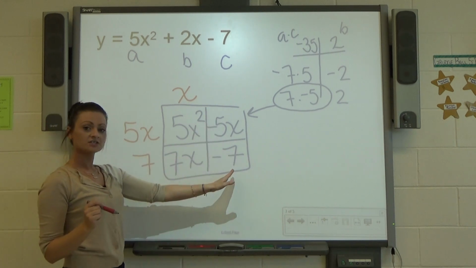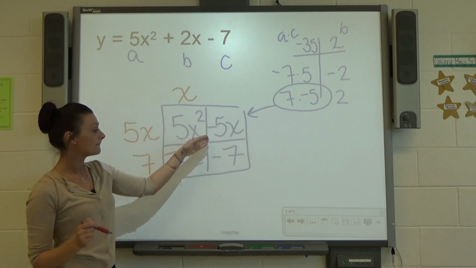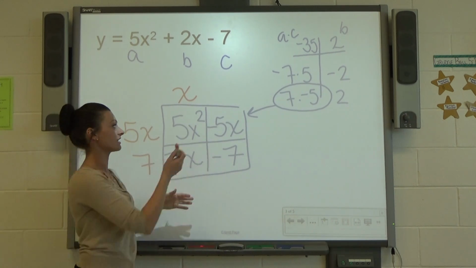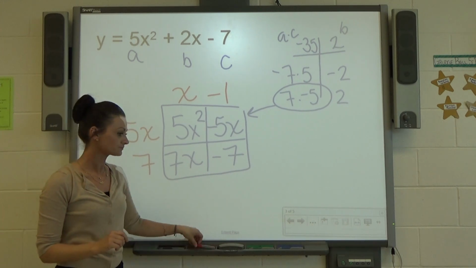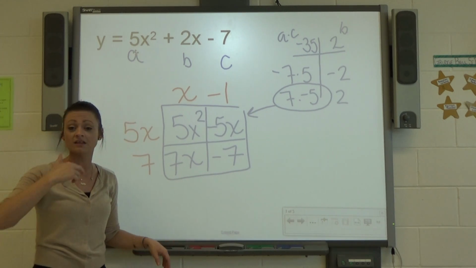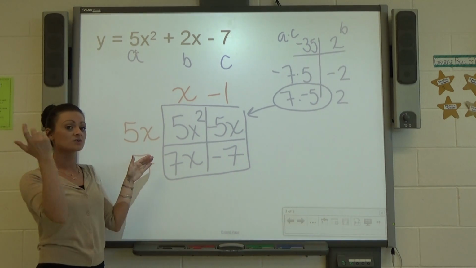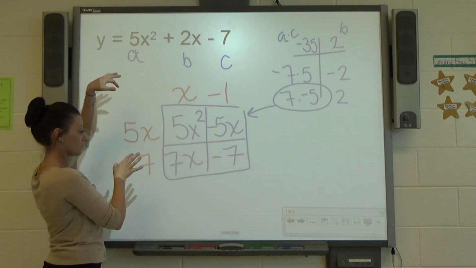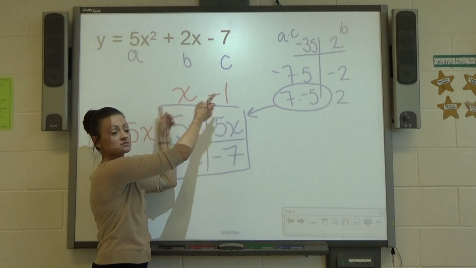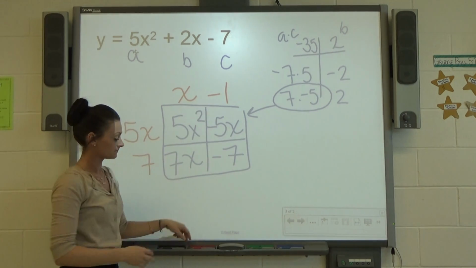Coefficient-wise in this column, 5 and 7 don't have anything in common, but they are both negative, so I can show that with a -1 as my common factor. If you need to double check yourself to make sure you've done this correctly, you can go back to what we did before and multiply from the outside in to make sure that what you have as your binomials will multiply to get you all 4 pieces inside the box.